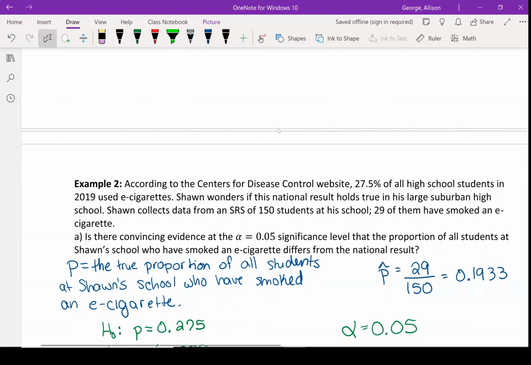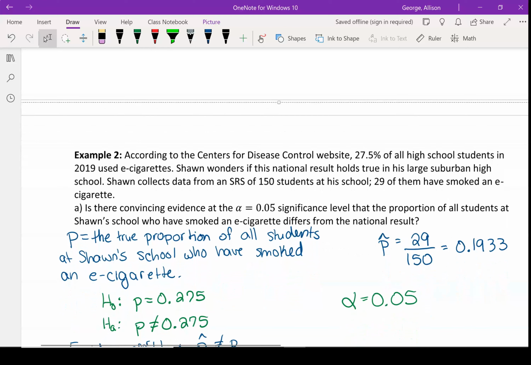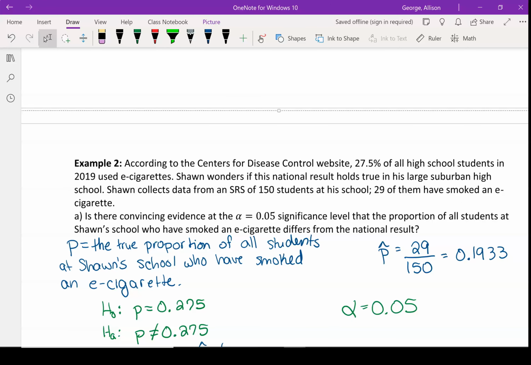Now, this is where we run into some things that are different with our hypotheses. The question was asking, does the proportion of all students at Sean's school who have smoked an e-cigarette differ from the national result? Everything we've seen so far would be less than the national result or higher than the national result. This is just saying differs, so it's just different. That means it could be bigger or it could be smaller. And so this is where we run into things called a two-tailed hypothesis.